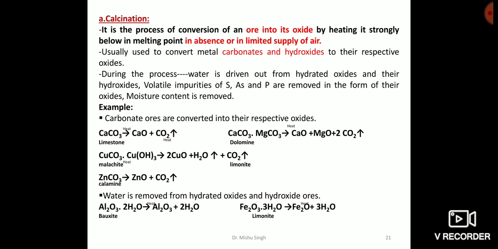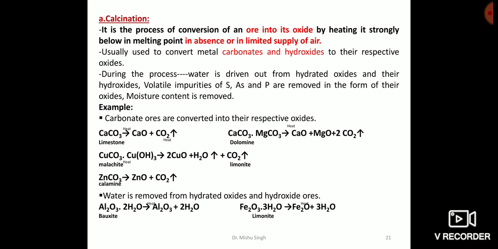Calcination. Calcination is the process of converting an ore into its oxide by heating it strongly below its melting point, either in absence or limited supply of air. This process is commonly used to convert metal carbonates and hydroxides to their respective oxides.